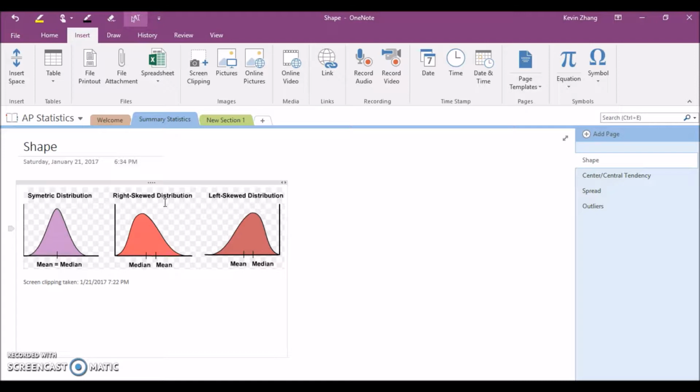We have the right skewed distribution, where we see that there's more data on the left side and we have a tail to the right. And we have a left skewed distribution, where the majority of the data is on the right side of the center and we have a tail to the left. This may be counterintuitive. However, if we look at which side the tail is on, this is an easy way for us to remember which skew the distribution has.